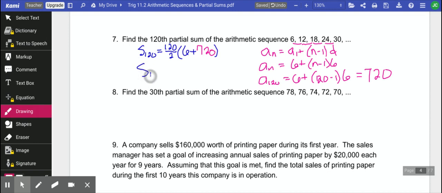So the sum of 120 terms of this sequence is 43,560. Oh, do you guys know what that number is? That's the number of square feet in an acre, just in case you wondered.